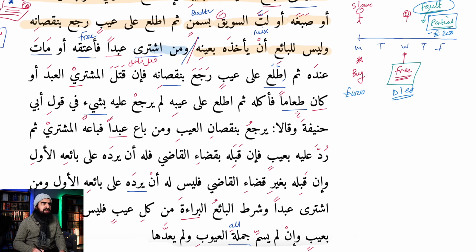It says, Man ishtara abdan, whoever buys a slave, fa'ataqahu, and then frees the slave, or mata, or the slave dies with him, like we said, dies on Wednesday. ثم اطلع على عيب, and then on Thursday he finds the fault. رجع بنقصانه, he is allowed to get a partial refund, right? Because he did not get the item technically according to how he wanted it. All right, so that's the first masla.